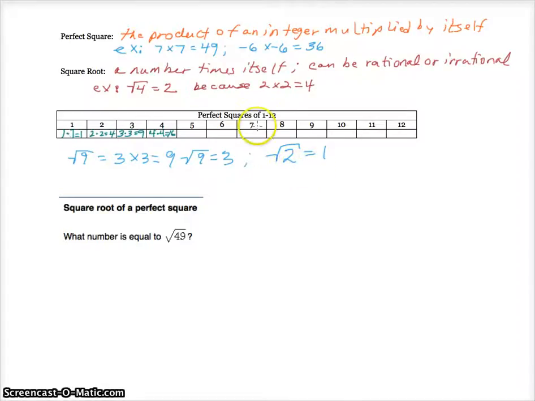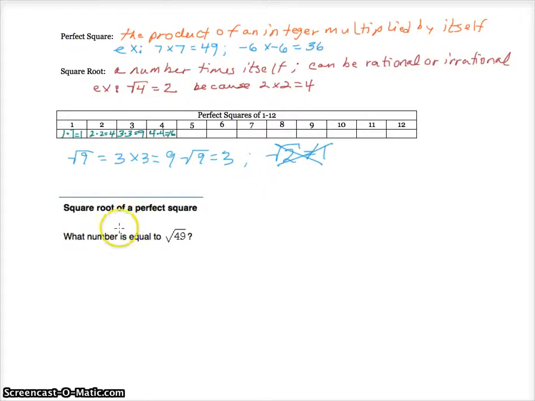We have to remember that the square root is a number times itself. And dividing by 2 doesn't give a number to multiply by itself. Okay, so this is not a true statement, so we should not do this. Okay, so don't ever do that.